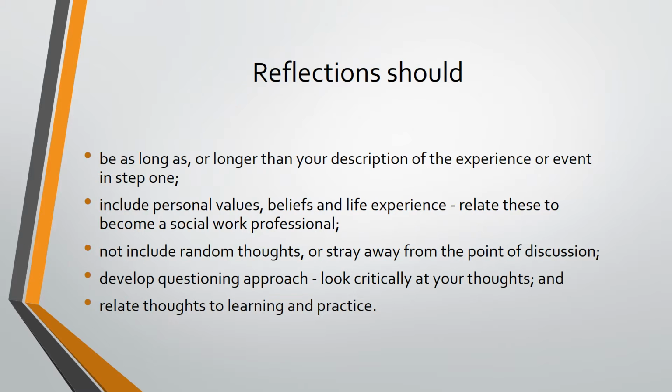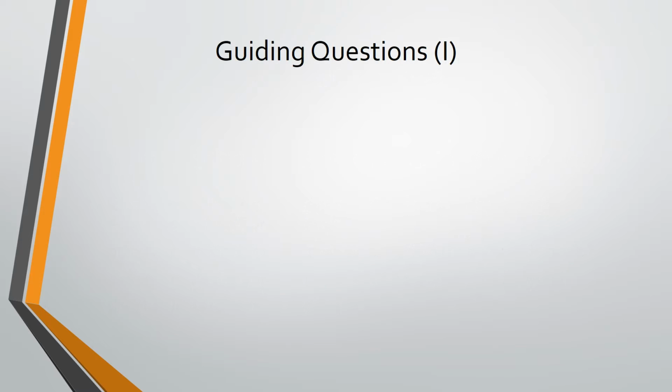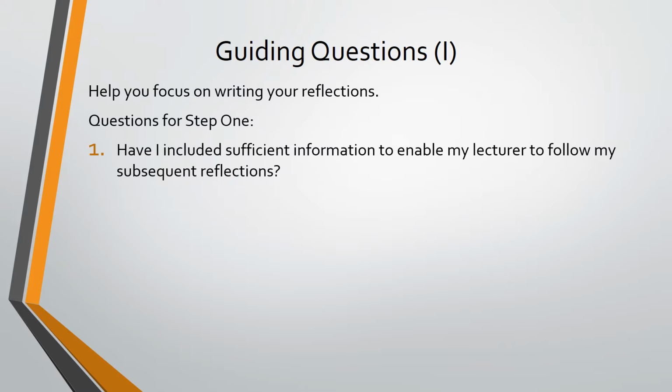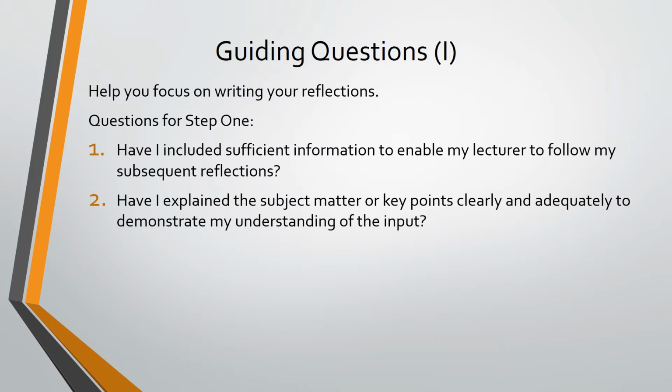We will now look at some guiding questions to help you focus on writing your reflections. There are questions for each of the steps in reflective writing. Firstly, step 1, the description of the triggering event or situation. The first 2 questions relate to content and clear explanations. 1. Have I included sufficient information to enable my lecturer to follow my subsequent reflections? 2. Have I explained the subject matter or key points clearly and adequately to demonstrate my understanding of the input?